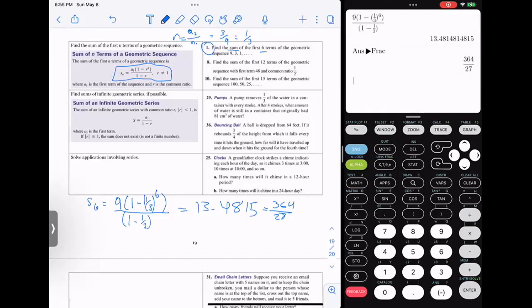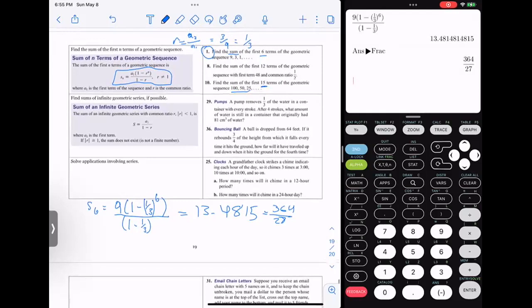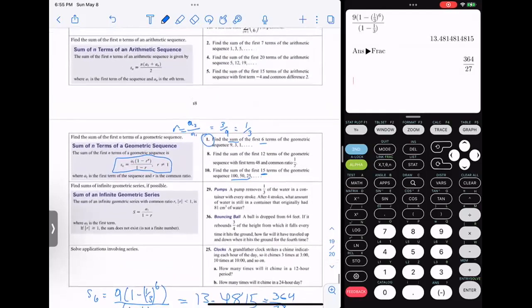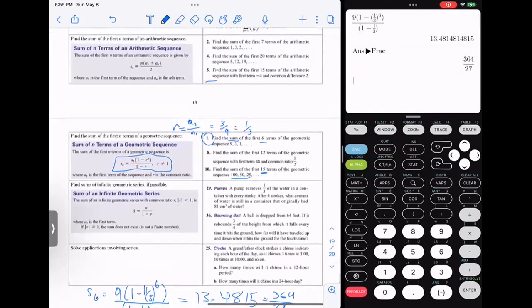So for number 10, you're just going to follow that same thing, except n would be 15, and your ratio is going to be 1/2. Same steps. Number 5 here. Yeah, for sure.